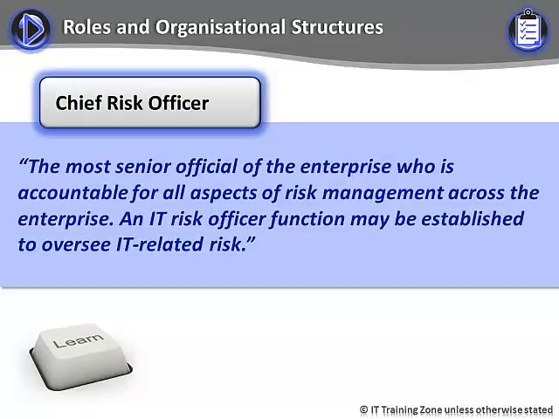We'll look briefly at 3 of these roles and structures described. Please take the time to read the full list in the COBIT 5 framework document. The first role we'll look at is the Chief Risk Officer. COBIT describes this role as the most senior official of the enterprise who is accountable for all aspects of risk management across the enterprise. An IT Risk Officer function may be established to oversee IT-related risk.